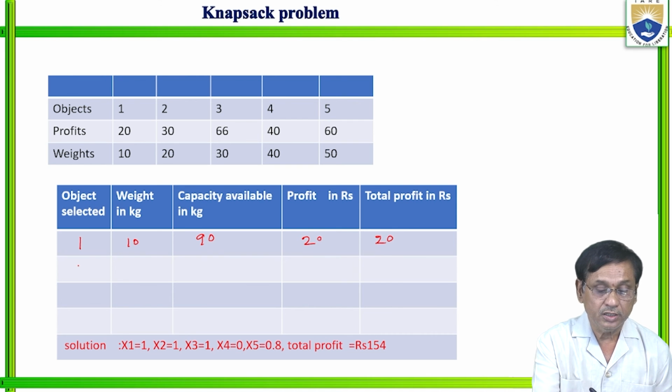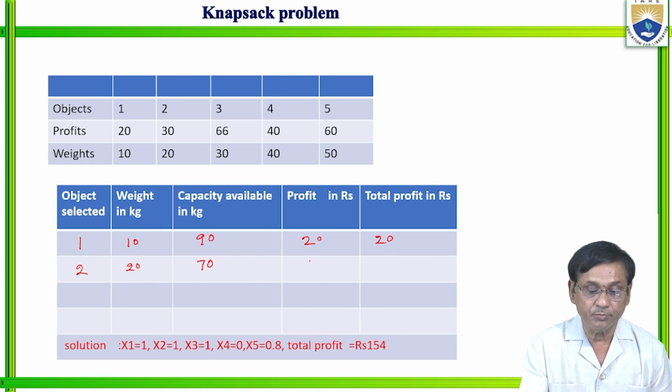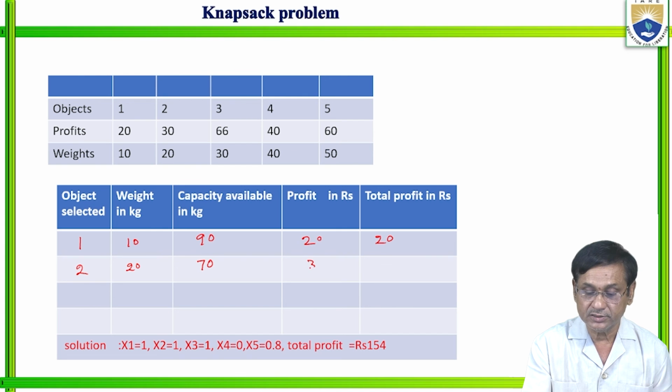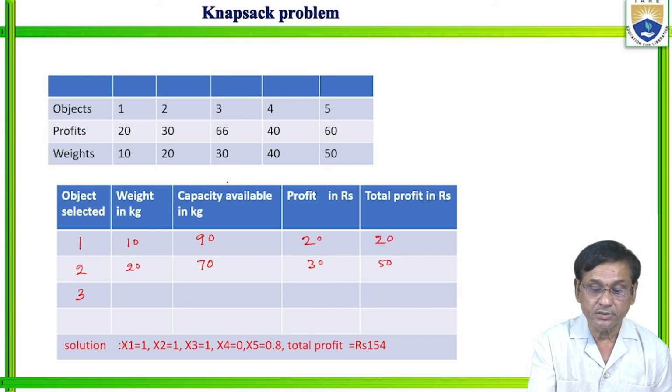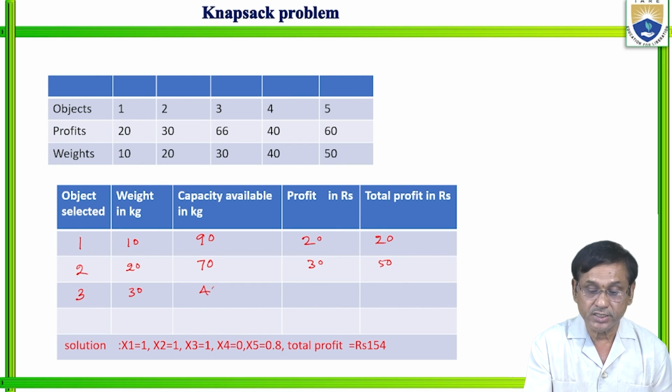Next, considering the second job, the weight is 20. So this is 70, and the profit corresponding to this one is 30. So that you are getting 50. Now consider the third job. Third job is 30, so that it is 40, and the profit is 66, 116.